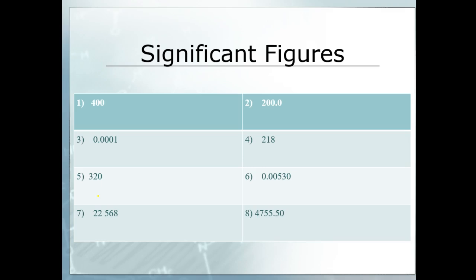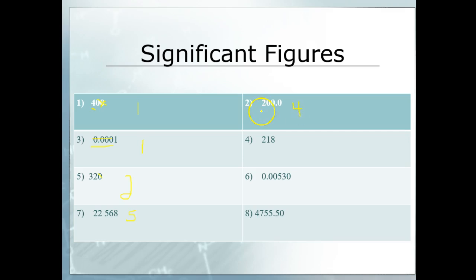Let's take a look at these and see if you can guess. How many significant figures do we have? Well, at number 1, we only have 1, just that 4. No decimal. These zeros don't count. And here, at number 3, all these zeros are leading, so we only have 1. Here we have 2. The 0 doesn't count. Down here, we have 1, 2, 3, 4, 5. No zeros, they all count. Up here, we have 4.